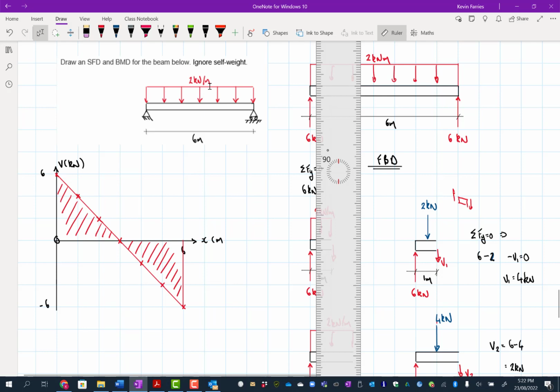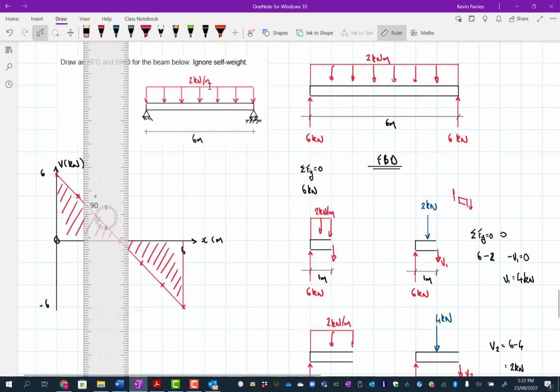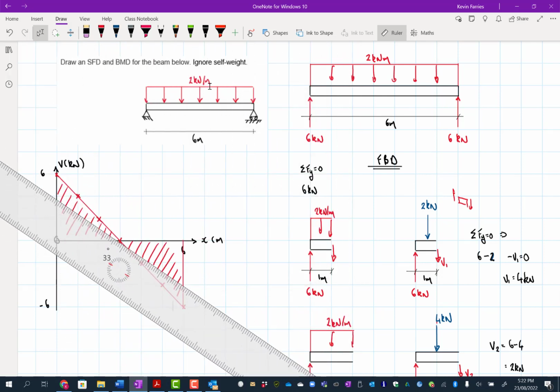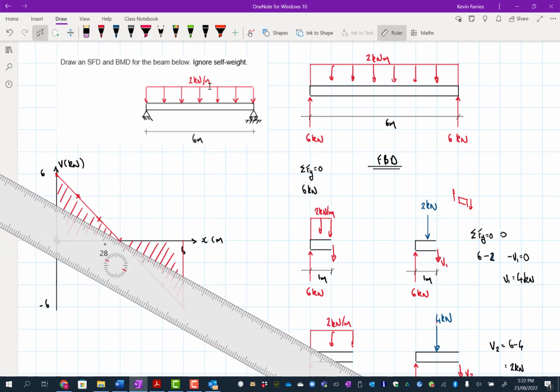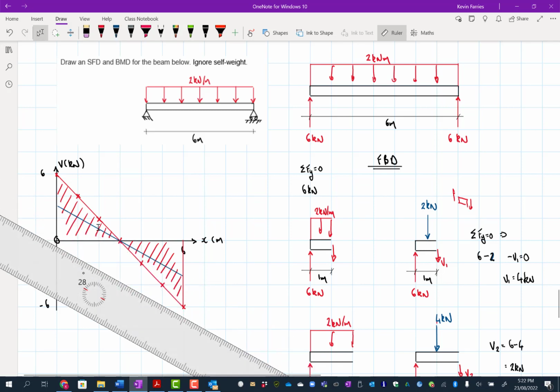So if that had been, let's just try and draw it on. So if that had only been 1 kilonewton per meter, you'd have ended up getting half the reactions, because you'd have just had 1 times 6, which would have been 6. And so each side would have been 3, and you would have ended up with a shear force diagram more like that. So it would only drop 1 kilonewton for every meter it went along. Okay, so that's what you do with UDLs.